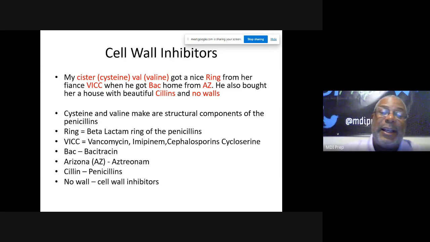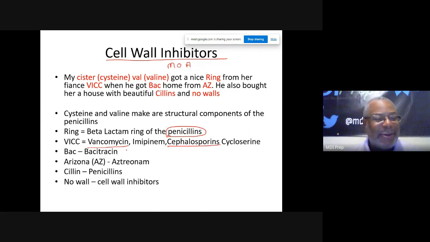So the first one is pretty easy because we're talking about cell wall inhibitors. When we say cell wall inhibitors, we are talking basically about a mechanism of action. So out of the ones you see here listed, the ones you need to remember for sure are the penicillins, cephalosporins, maybe vancomycin, because sometimes they ask you about that. But those three are the major cell wall inhibitors.